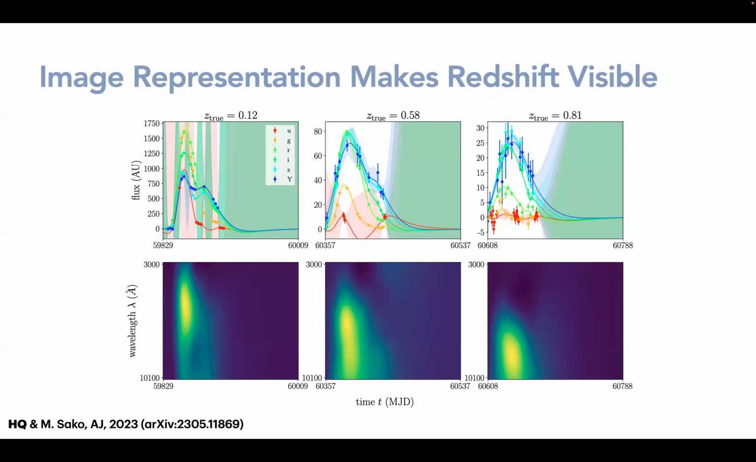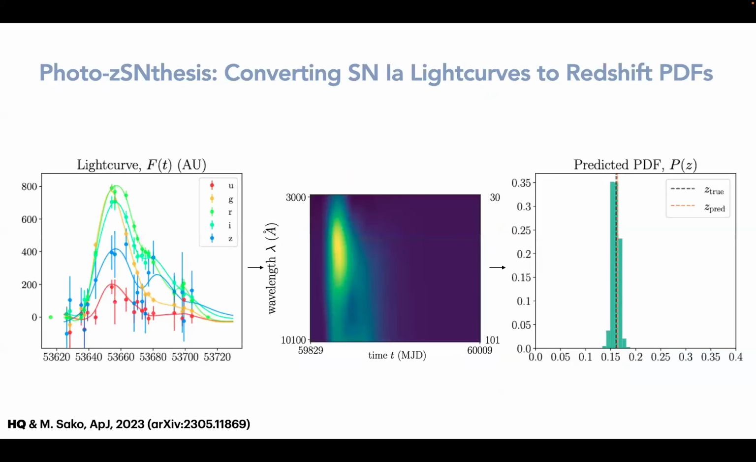So that's really exciting. And as a result of that, we decided to create this model called Photo-SNe-thesis, which we call converting type Ia supernova light curves to redshift PDFs. The benefit here is that you actually get a discretized PDF out of these images. And here, of course, I'm showing a very good example where the true and the predicted point estimates are very close to each other.